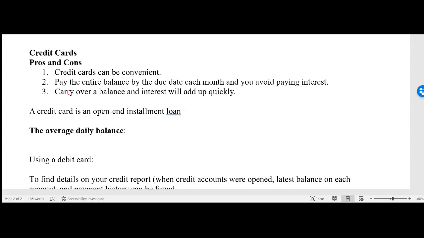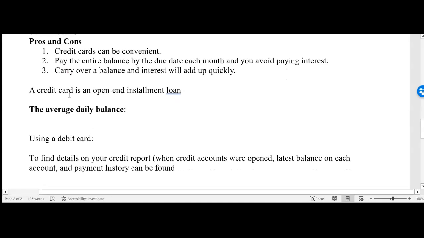Credit cards can be convenient, right? You've got a card, you can quickly make a purchase with it. Two, if you pay the entire balance by the due date each month, you can actually avoid paying interest. Meaning, if you make a credit card payment, but you pay it by the end of the month, you usually will not have interest. Here's a con. If you don't do that, then you will carry over a balance, and interest will add up quickly. So there are pros and cons to a credit card. I don't want to give any advice on that, but just something to think about. It's what we call an open-end installment loan.